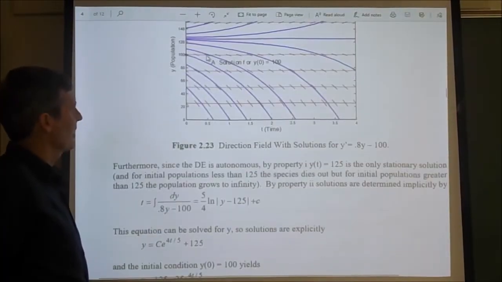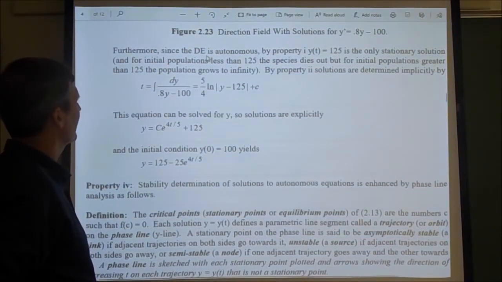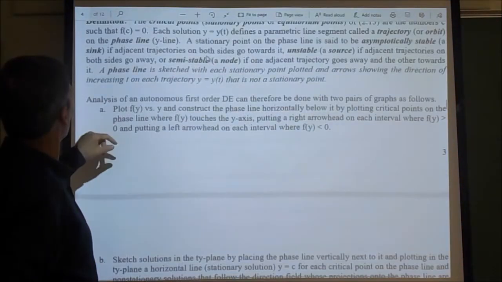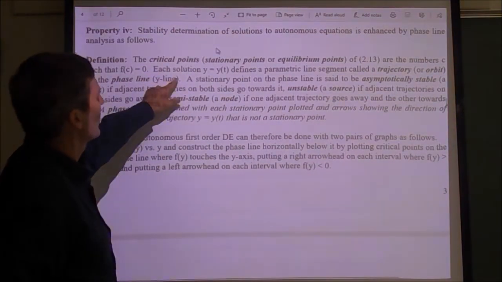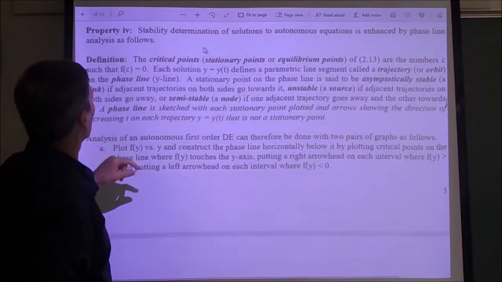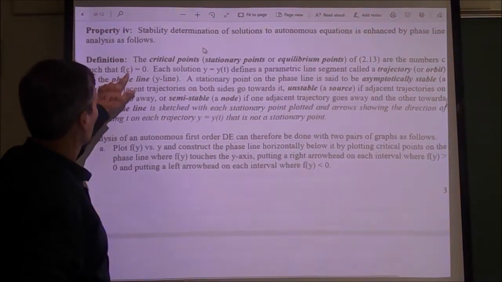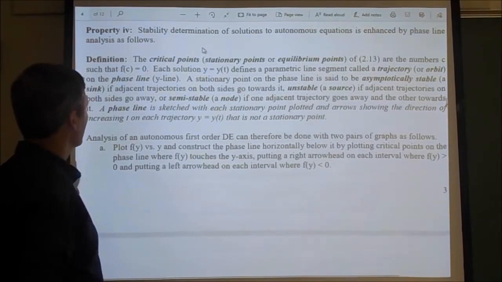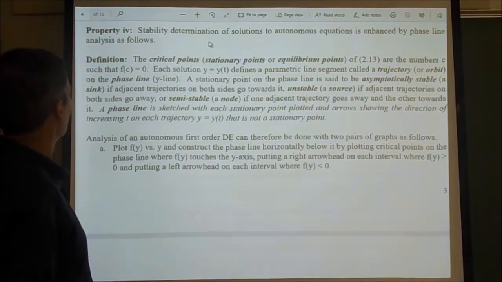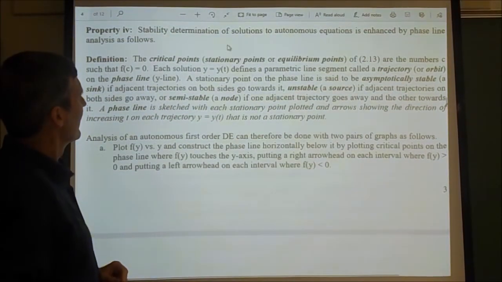All right. So there's drawing a direction field for an autonomous equation, but once more, sometimes these direction fields are still a little tricky. This is where we bring in the phase line that we started to talk about. We can do it with 2 graphs. The critical points, or stationary points, or equilibrium points, it's called all 3, are the numbers c that make f of c equals 0 in the differential equation dy dt equals f of y only. Whatever y value, c, makes f of c equals 0 is a stationary solution. Plot a horizontal line in the solution space. Then that's a critical point on the phase line, the y line.